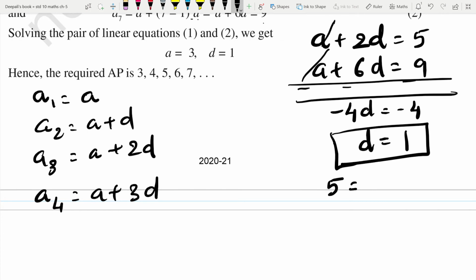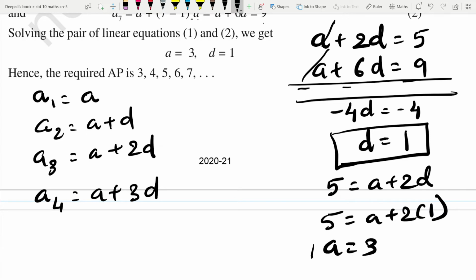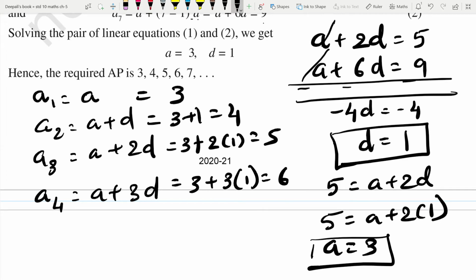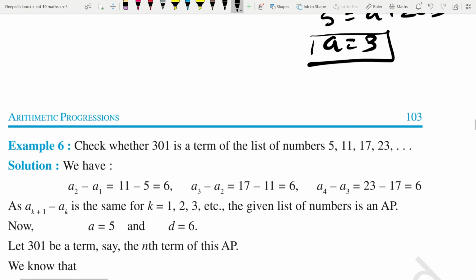Replacing this in any of these equations, I will get the value of A. So 5 is equal to A plus 2D. So 5 is equal to A plus 2 into 1. So A is equal to 3. Now if my A is equal to 3, the first term is 3, the second is 3 plus 1, which is equal to 4, the third is already given to me, 3 plus 2 into 1 is equal to 5, and 3 plus 3 into 1 is equal to 6. So we can find all the terms of the AP.